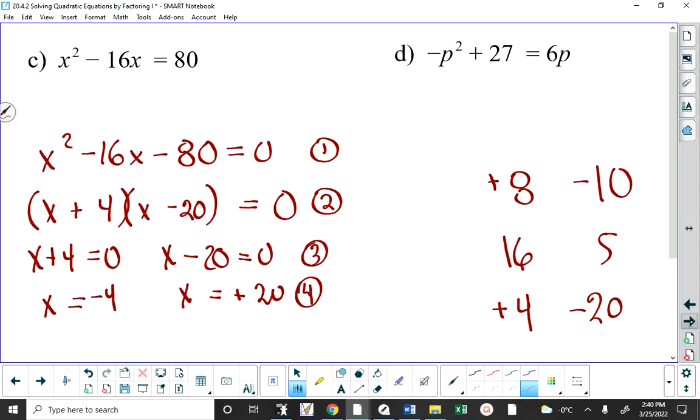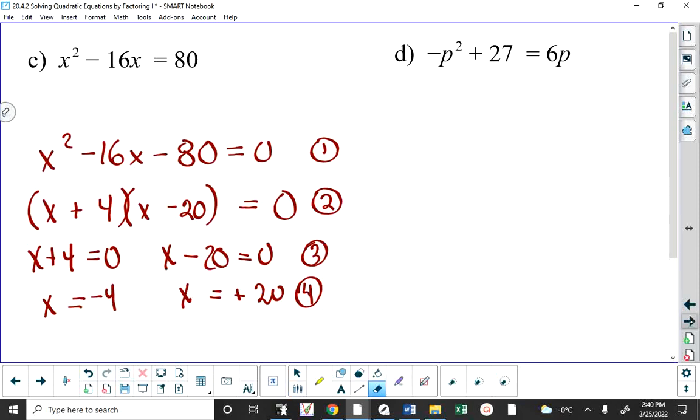Okay. Negative p squared plus 27 equals 6p. I need to zero the equation. How many of you understand that what we are going to be doing here at some point is this? That's what we want to do, right? Well, p times p is p squared, not negative p squared. Never ever try to factor something that has a negative quadratic term.